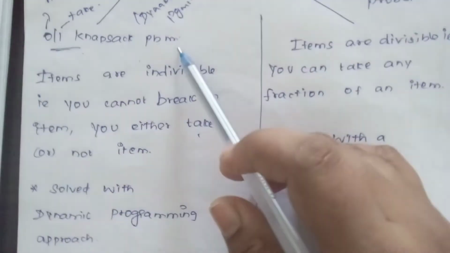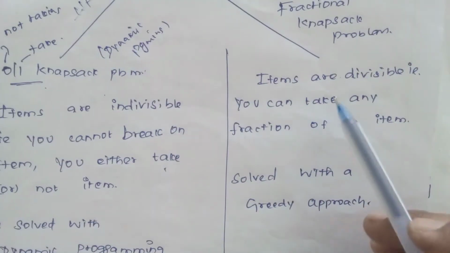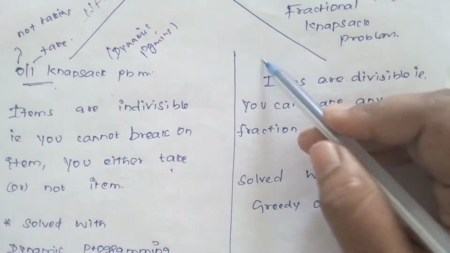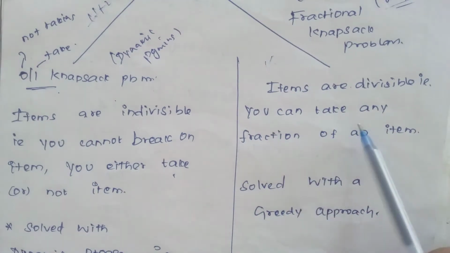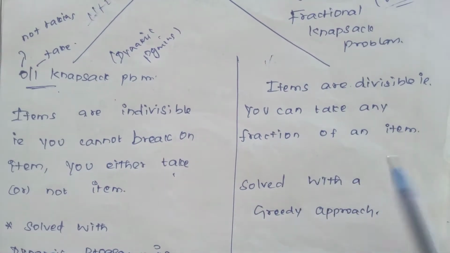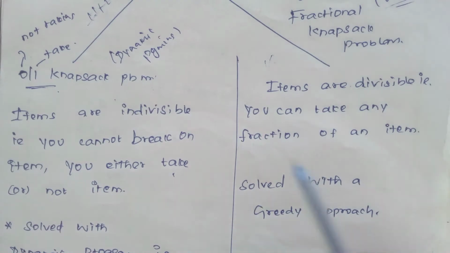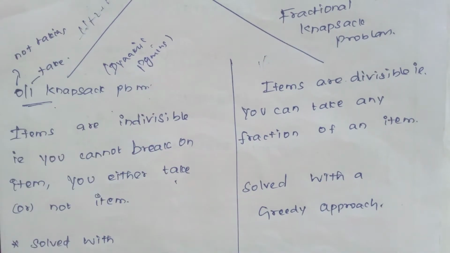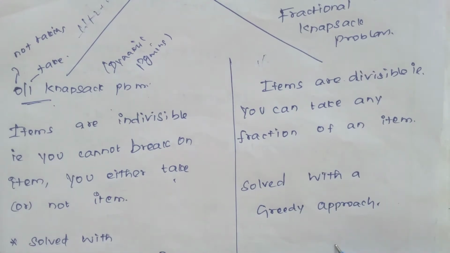I have already told you about dynamic programming. And here in fractional, items are divisible. That means we are breaking the items, like dividing by 2. You can take any fraction of an item. Fraction means here they are saying a fractional part. And it is solved with the greedy approach. Let's see deeply about these problems.